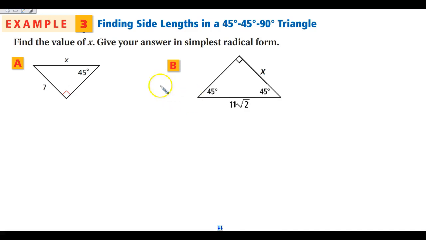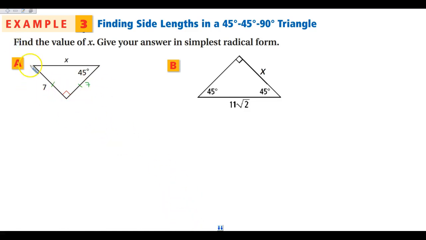Here we're going to check and see, okay, yes, I have a 45-degree angle, so I know that this is a 45, 45, 90. I want to find the value of x. Now, I'm not asked for it, but I know that this side is 7 because, again, it's 45, 45, so it has to be isosceles.